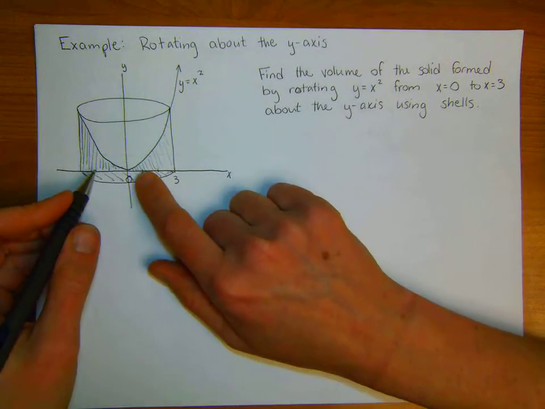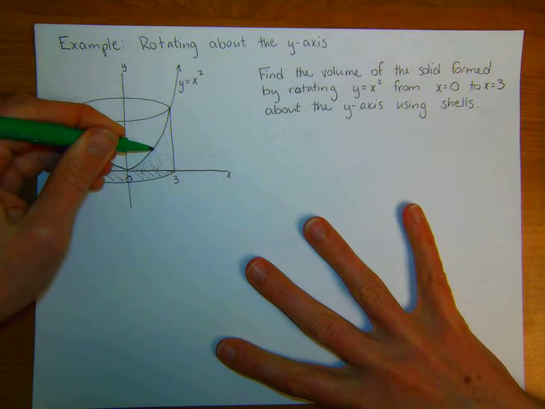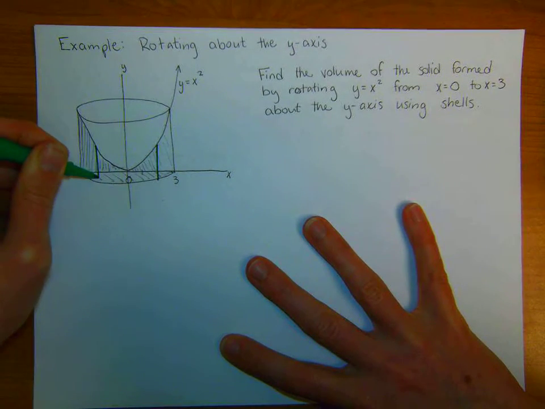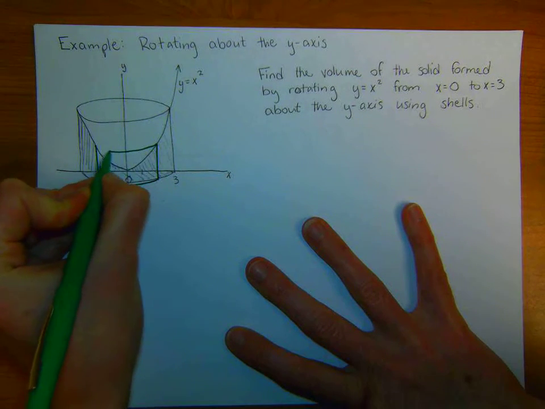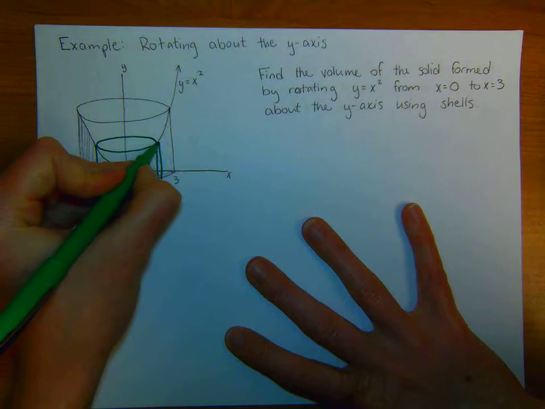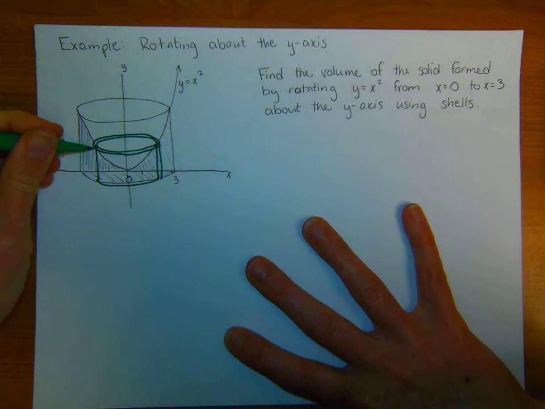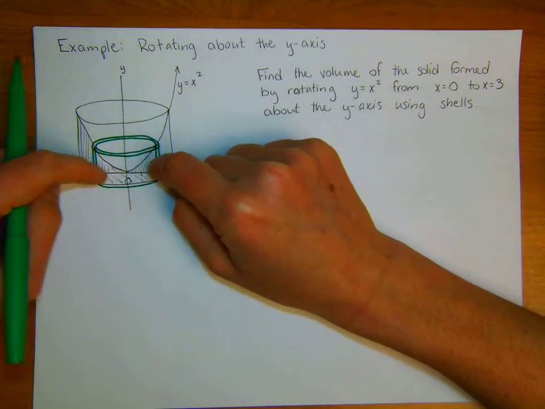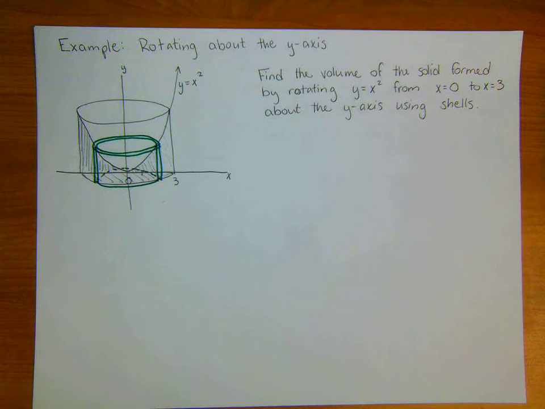So in order to find this volume, let's draw an example of what one shell is going to look like. I'll use this green pen. One shell is going to go from top to bottom, it goes around in a circle, and it has some width. Again, this width in this case is a dx width. So that's my visual image of one of these shells. As my x values get bigger, it extends backwards in a three-dimensional way also.